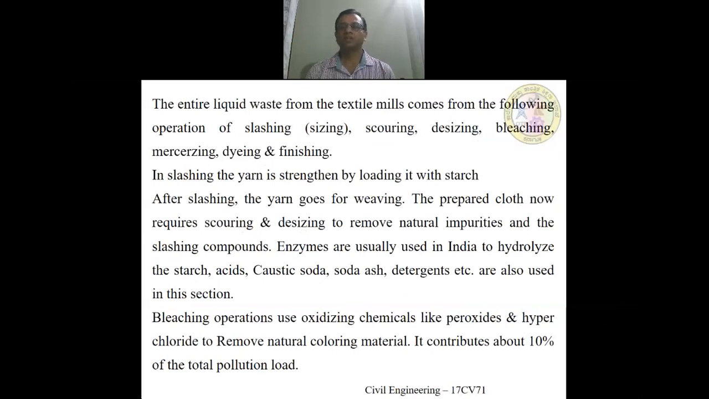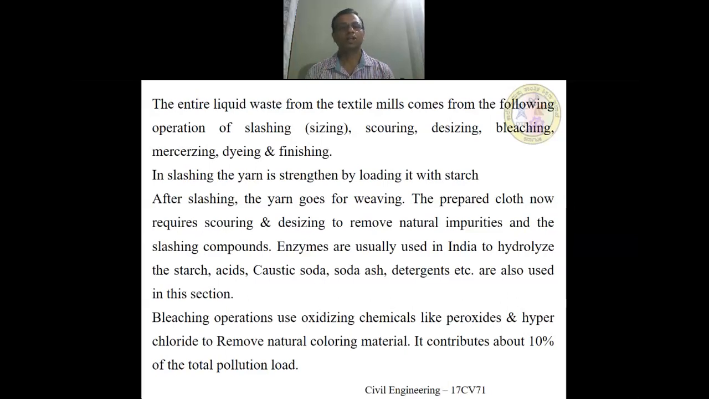Liquid waste from the textile mills comes from the following operations: slashing, scouring, desizing, bleaching, mercerizing, dyeing and finishing. In slashing, the yarn is strengthened by loading it with starch. So each yarn is treated with starch to get sufficient strength. After slashing, the yarn goes for weaving.